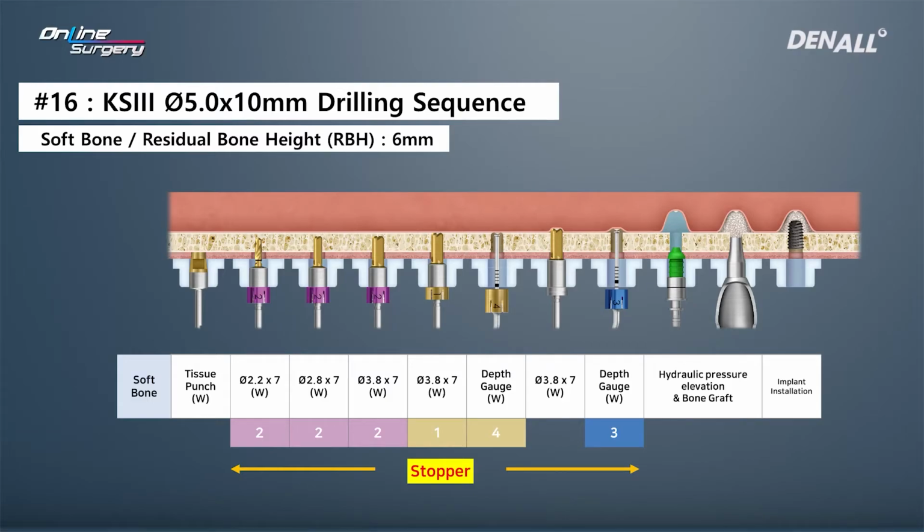So this is the OneCAS drill sequence for number 16. The residual bone was assumed to be 6 millimeters, so 5 millimeter drilling was done. 2.2 initial drill along with 2 millimeter stopper was used to drill up to 5 millimeters.